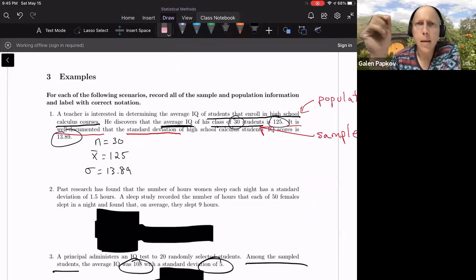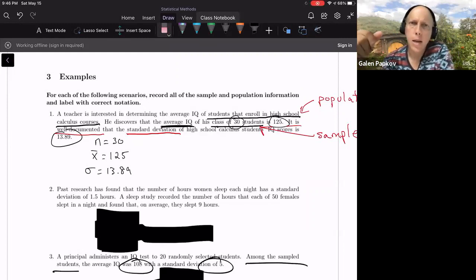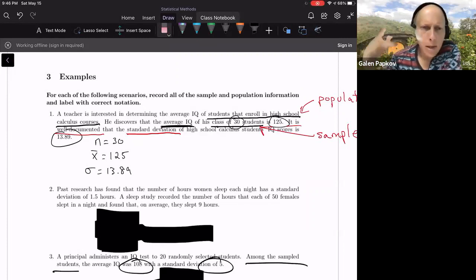Being able to label these correctly is important because what you're going to see in the next video is that the method that you use to analyze the data depends on what you have. And if you have sigma, you do one thing. If you don't have sigma, you do something else. But let's take a look at number 3. I'm going to skip one.